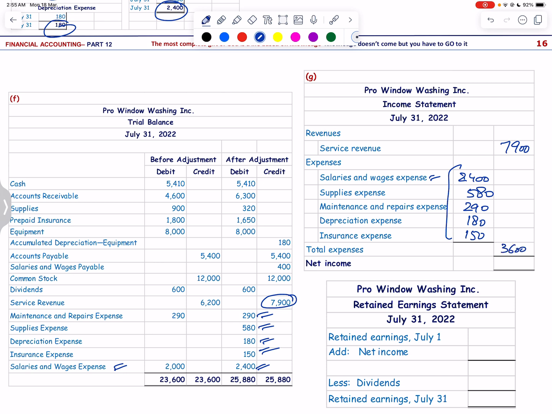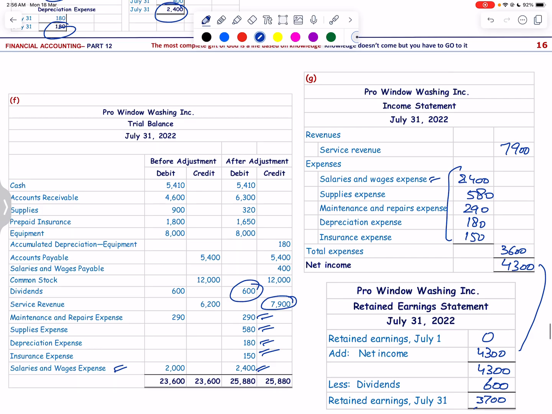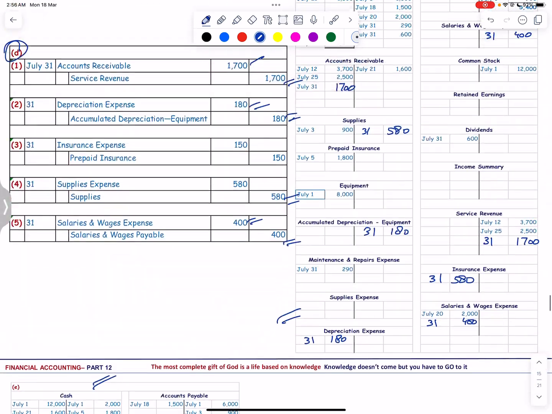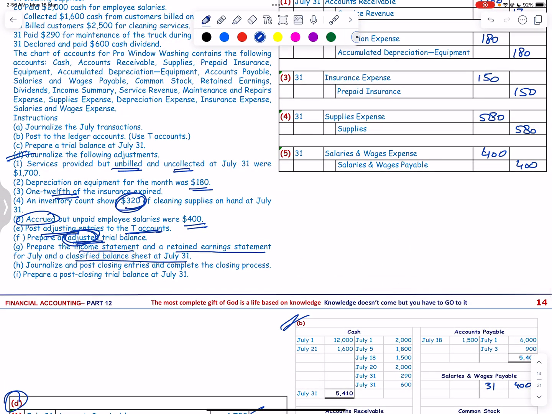Now the beginning retained earning is 0, and the net income is 4,300. So the total is 4,300. From this we are going to subtract the dividend of 600. So the retained earning at the end of the month is 3700. So we have prepared the income statement and the retained earning statement, and now we have to prepare the classified balance sheet. So let us move on to the next slide.